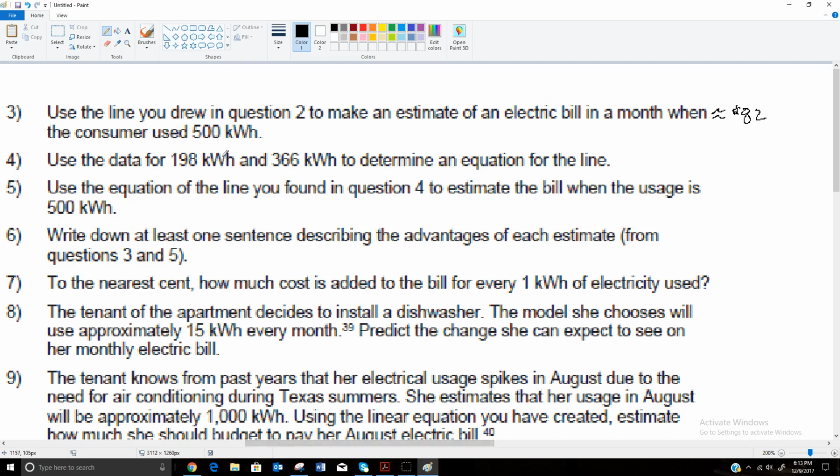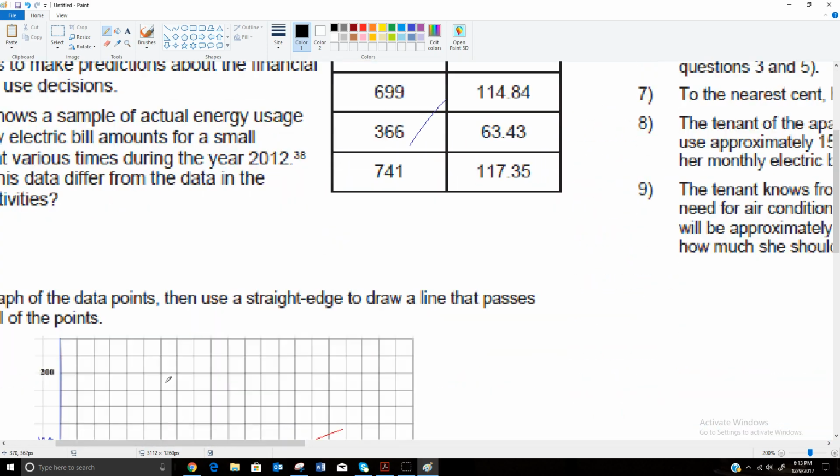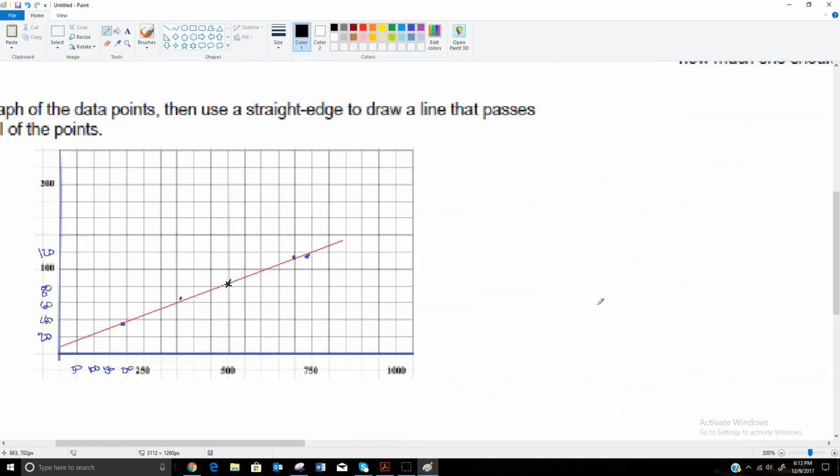So we're supposed to take the 198 and 366 and determine an equation for the line. And I'm going to scratch this because I do not agree with this. You're really not supposed to use the original data points to determine your equation. You're supposed to use points on your line. So instead of doing what they're saying to do, I'm going to go and look at the beginning and the end of my line here, and I'll use here since that one isn't. And I'm going to use that.